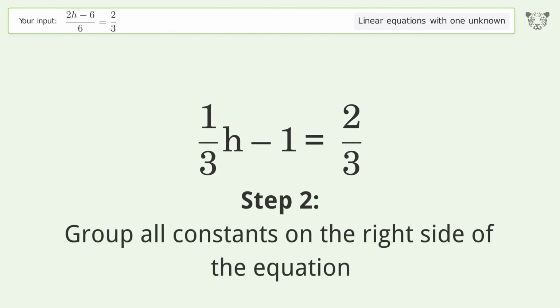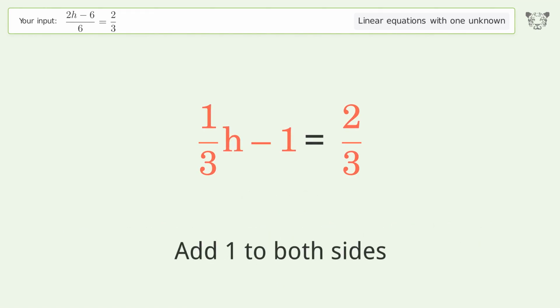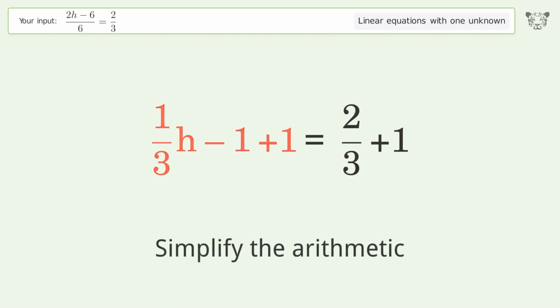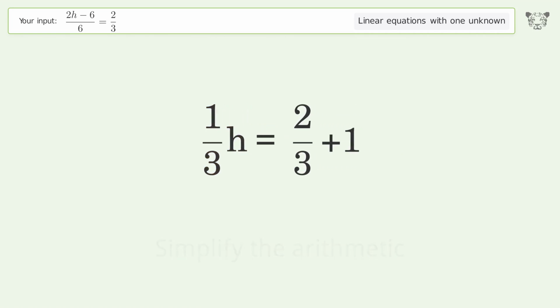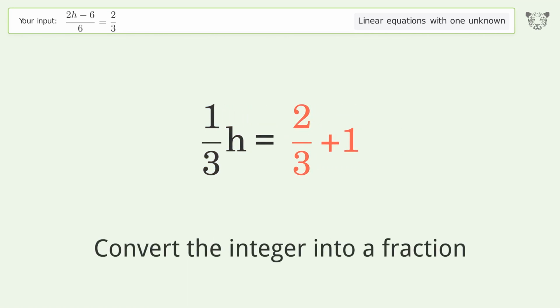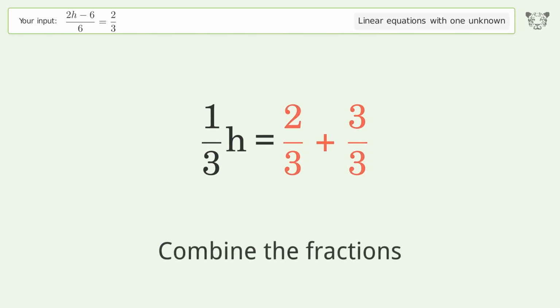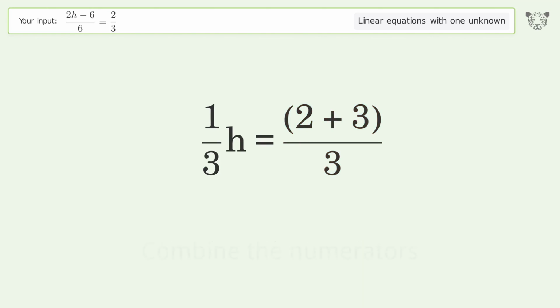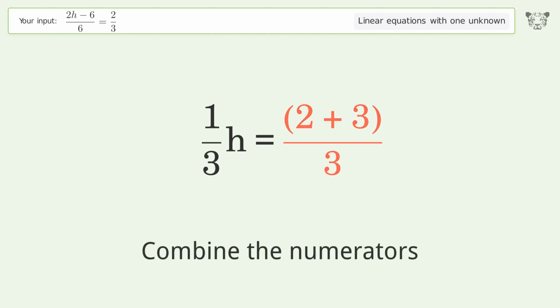Group all constants on the right side of the equation. Add 1 to both sides. Simplify the arithmetic. Convert the integer into a fraction. Combine the fractions. Combine the numerators.